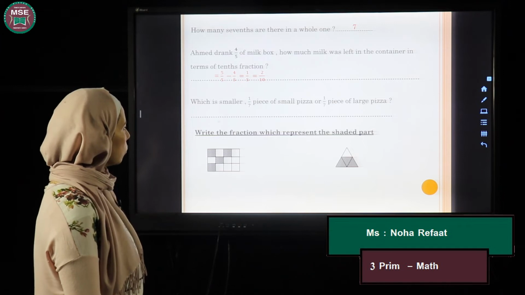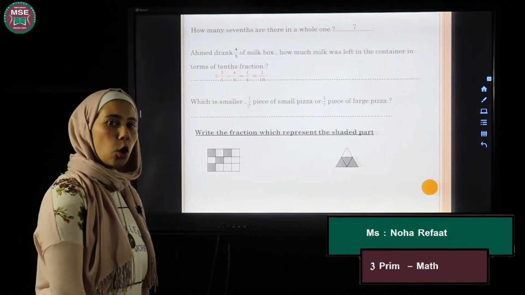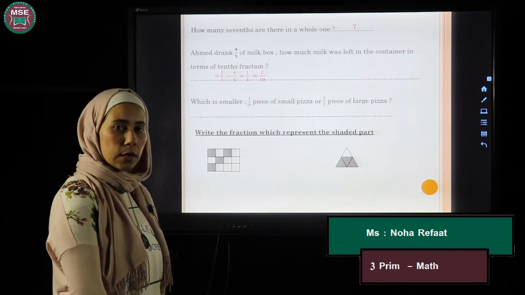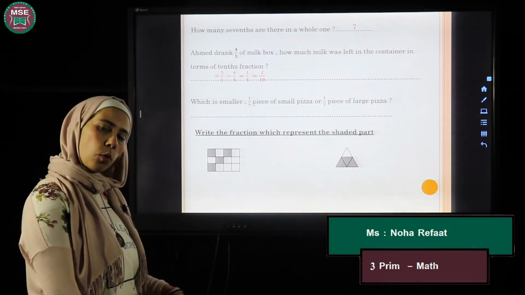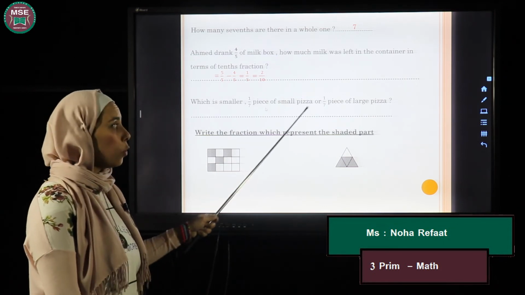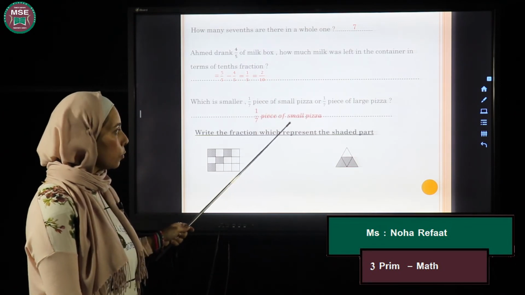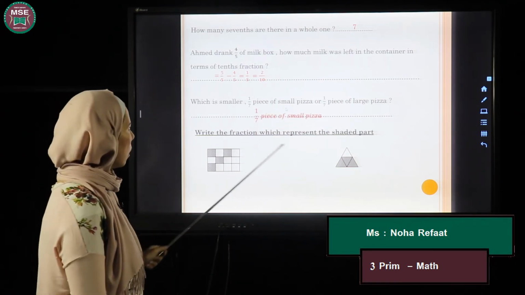Okay, the next one, which is smaller, 1/7 of a small pizza or 1/7 of a large pizza? We have 2 pizzas, one small and one big. So the fraction of the small pizza is smaller than the fraction of the large pizza. So 1/7 of the small pizza is smaller.